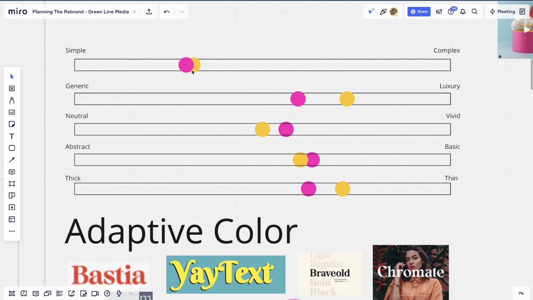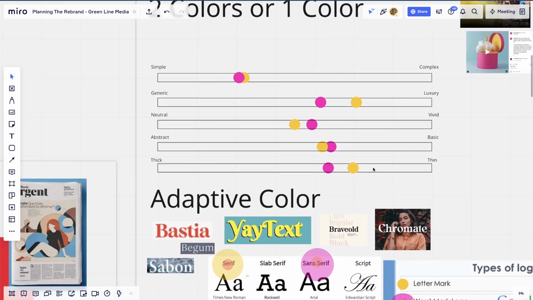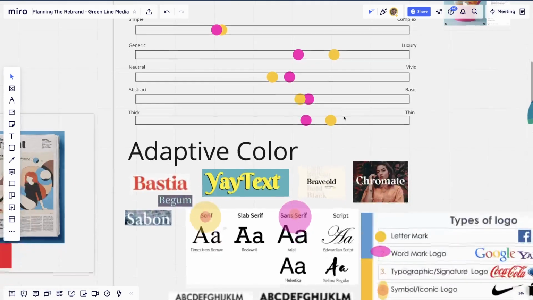The designer asked us, do we want the brand to be simple or complex? This is where we both landed with our votes. Generic or luxury, this is where we landed. Neutral or vivid, we landed somewhere in the middle. Abstract or basic, landed on the side of basic a little bit more. So we've got simple, basic, luxury, vivid, and thin. So those were the parameters that we came up with when he was trying to create the logo.